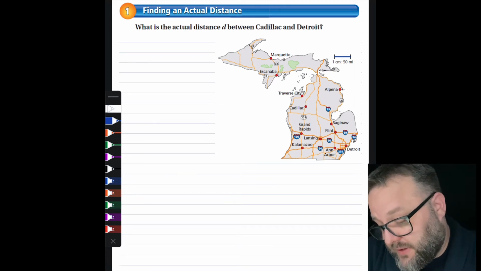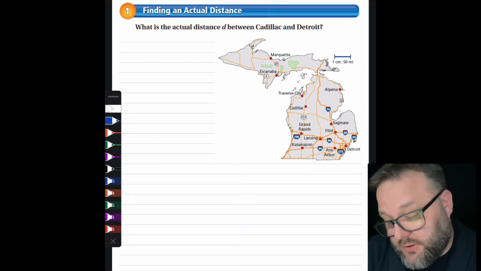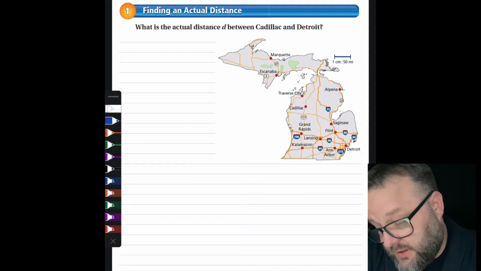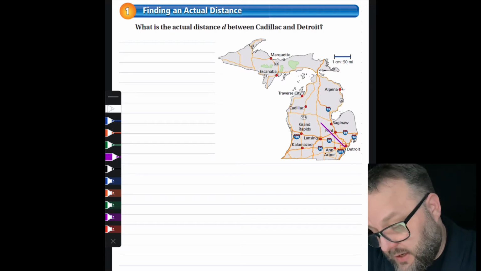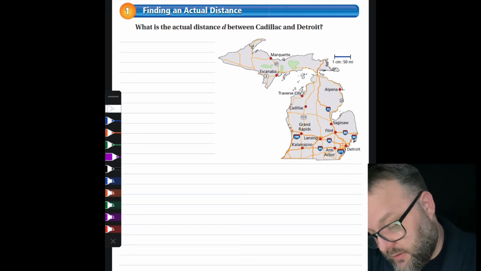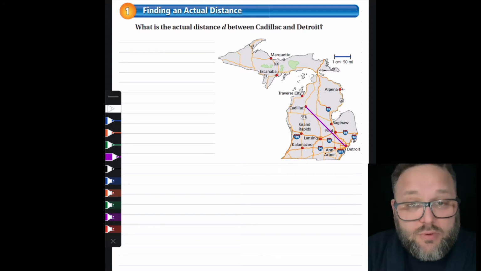We've got this picture here that shows Michigan. There's Detroit, Michigan, way down here. Let me get a vibrant color so it's easy to tell. Here's Detroit, Michigan, right down here. And here's Cadillac. Straight lines are not my forte. We're going to go from Cadillac straight down to Detroit. There we go. They want to know how long this purple line is.